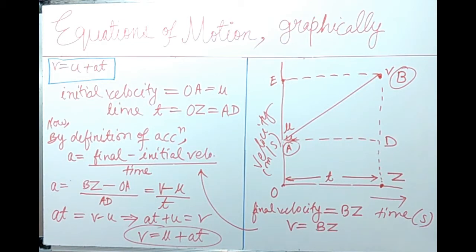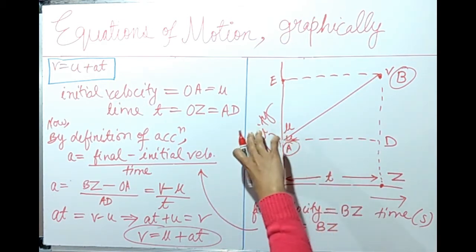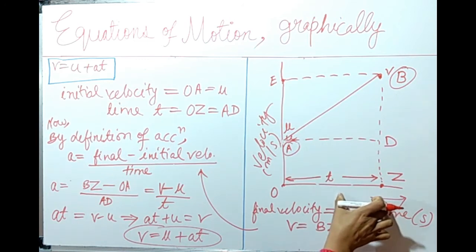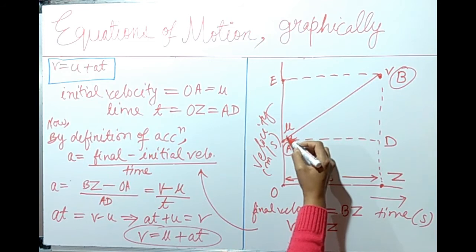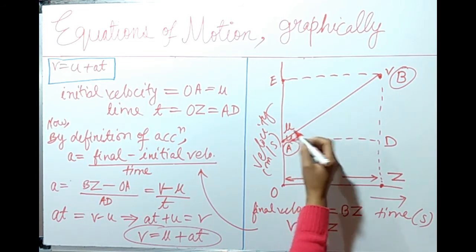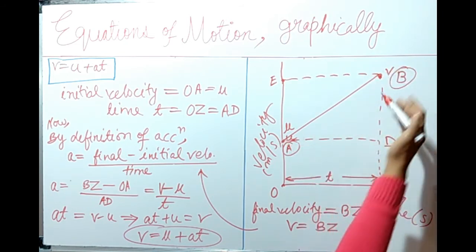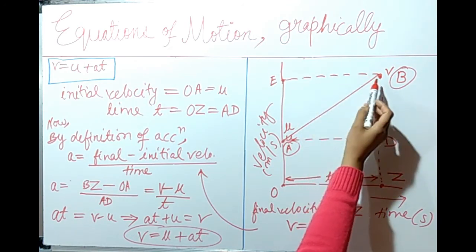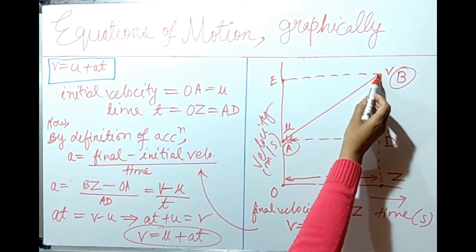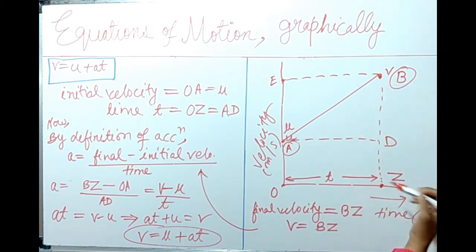So dear students, quickly revise what we have done. We have taken a velocity time graph here, velocity on y-axis, time on x-axis. Object has started from velocity u. Earlier it was traveling with velocity u, that is the initial velocity. It has attained final velocity v. This point is A, this point is B, let's say. We have drawn perpendiculars from this point, on y-axis and on x-axis.